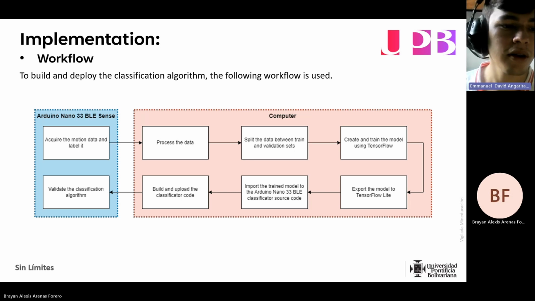Now, we'll put the microcontroller on the side and move to the computer, because we will need that extra computing power. Next, we'll process the data, analyze it, clean it, and if we want to make some transformations, we'll make them. After that, we'll split the data into sets, one for training and the other to test the model with data that it hasn't seen previously. After that, we will create and train the machine learning model using TensorFlow.